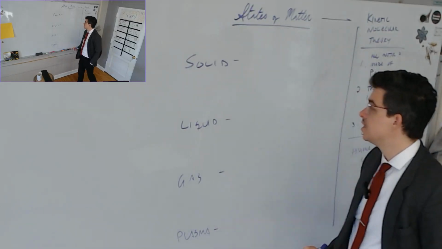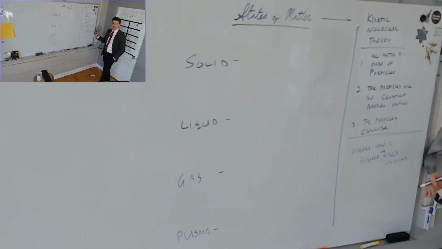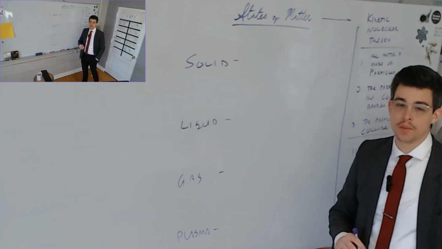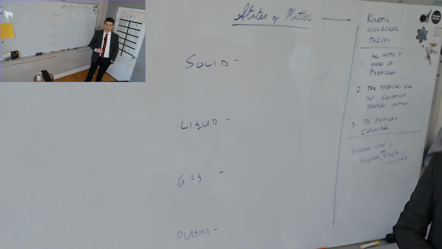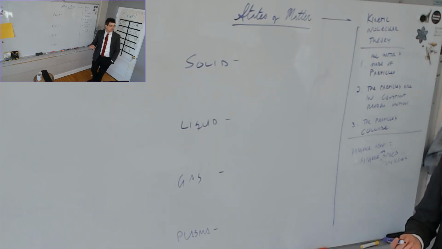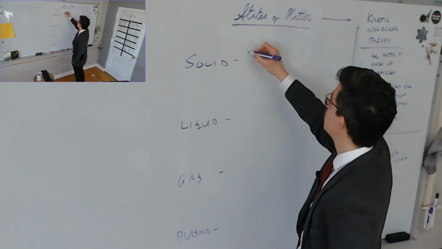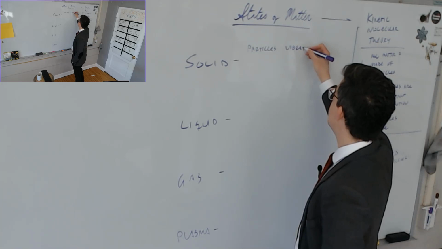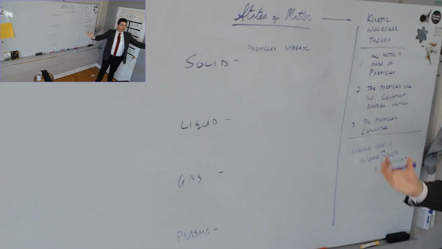Which of these do you think, for a given piece of matter, let's say water, it's convenient to use water for this, which of these would the particles have the lowest energy? Solid. That has the lowest energy. The particles in a solid vibrate.